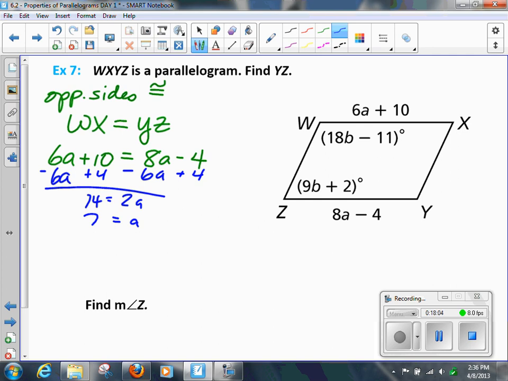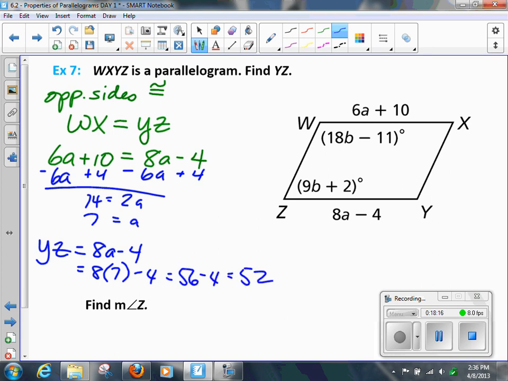We want to find 8A minus 4. Okay? Plug that in. 56 minus 4, which is 52, right on? How many of you had 52 for that side measure? All right, so if YZ is 52, what's the measure of WX? 52 as well. It's the same.